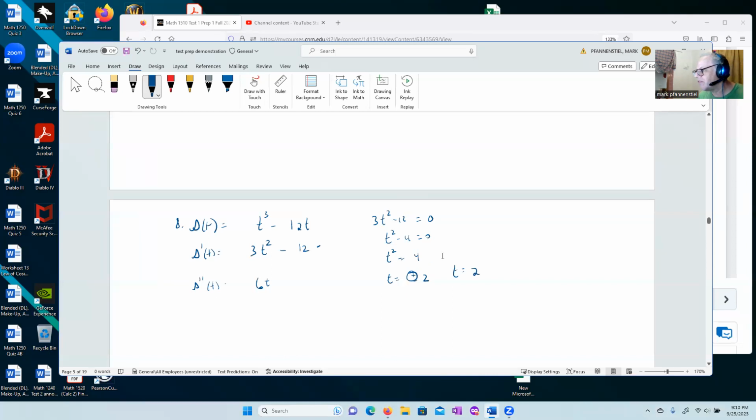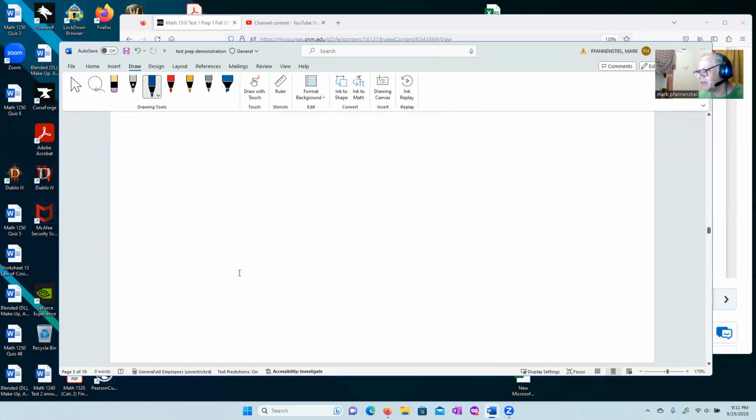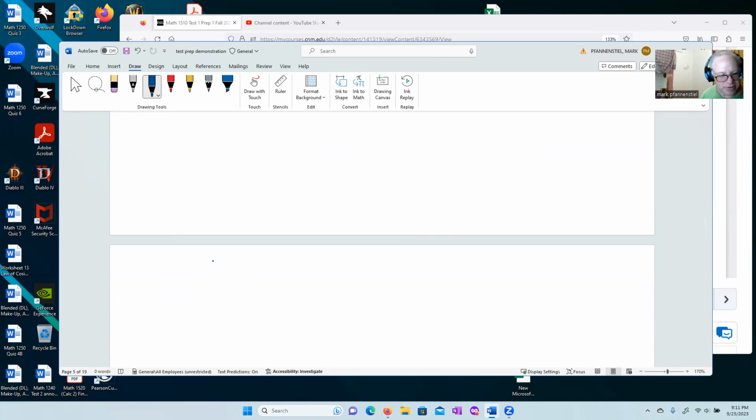So what was the acceleration when the velocity was equal to 0? Well, when t equals 2, the velocity equals 0. That was the whole point of this. So we'll go back here and say 6 times 2 is equal to 12. The acceleration is 12 when the velocity is 0, and that happens when t is equal to 2. All right, so that's how you do a problem like that. Looks a lot harder than it is.